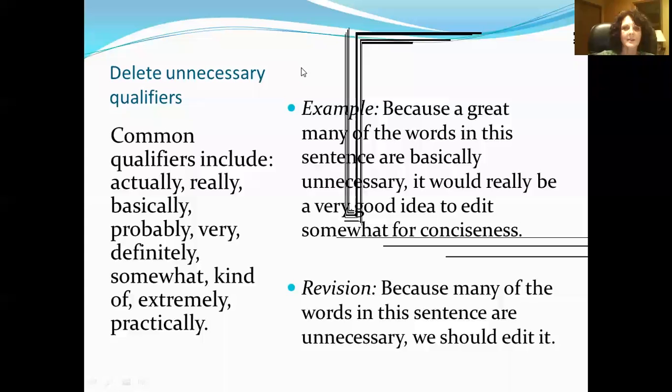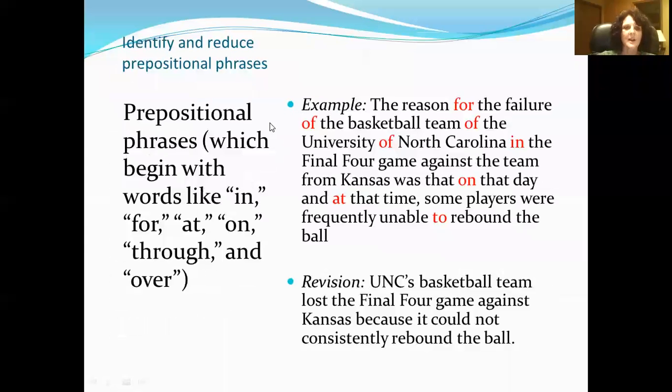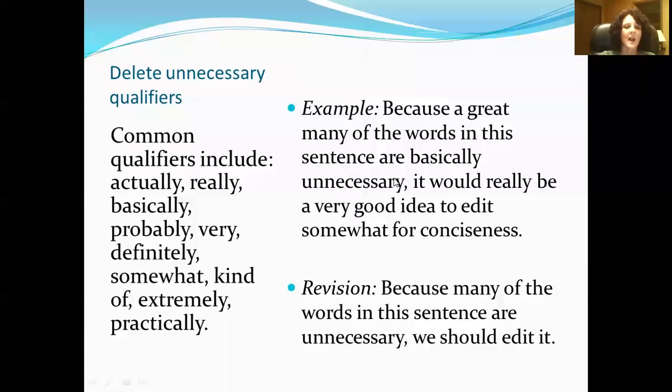Okay, so to begin with, one problem that we had experienced were a lot of qualifiers within your sentences. So, for example, actually, really, basically, probably, these are all just add-in words that aren't really required for the understanding of your text. So we have here an example of a sentence with a lot of qualifiers in it. Because a great many of the words in this sentence are basically unnecessary, it would really be a very good idea to edit somewhat for conciseness.